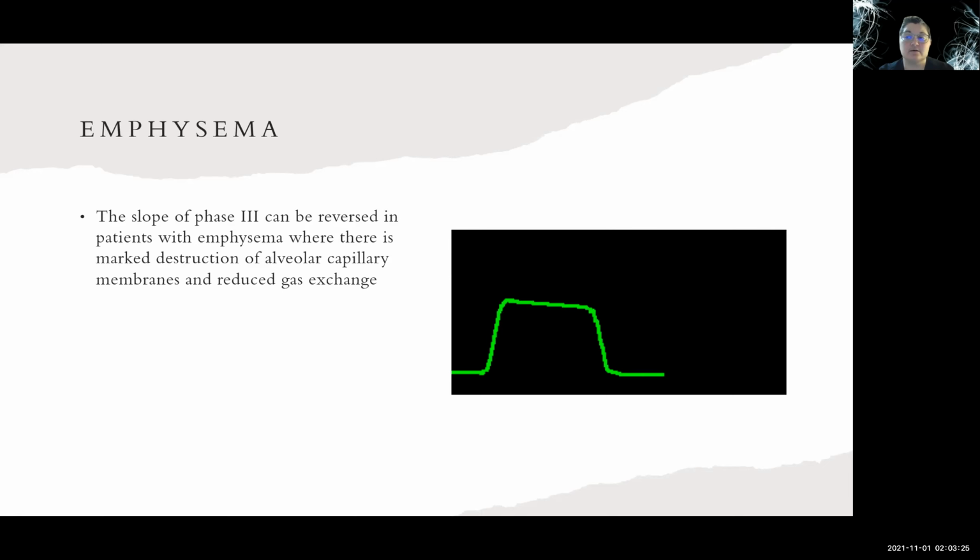With emphysema, we're going to see regular frequency and rhythm. The alpha angle will generally be higher than the beta angle. The baseline does stay at zero, but when it comes to that shape, the phase 3 slope is ultimately reversed, meaning it's going down from left to right.